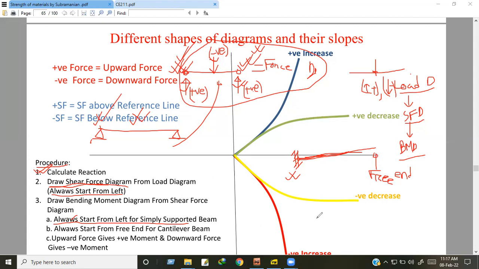If I provide a fixed support here, then this is also a cantilever beam. Now we will start from here, and for this we will start from here.